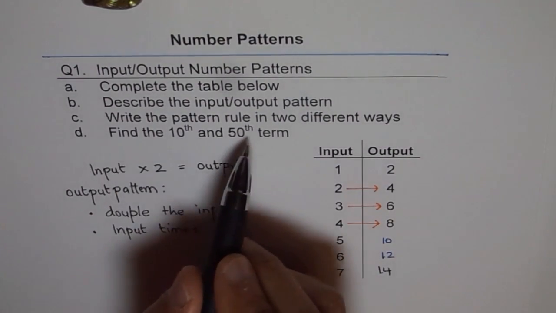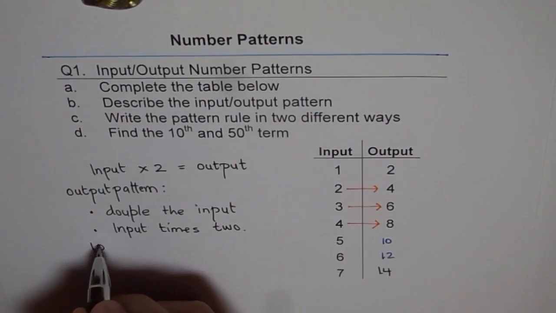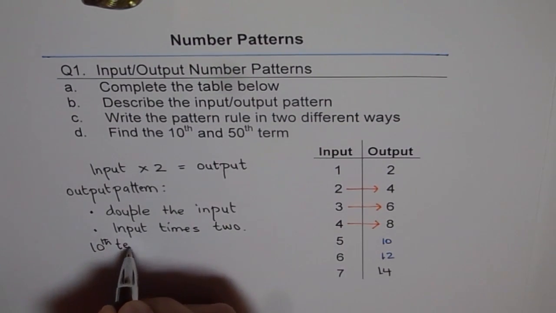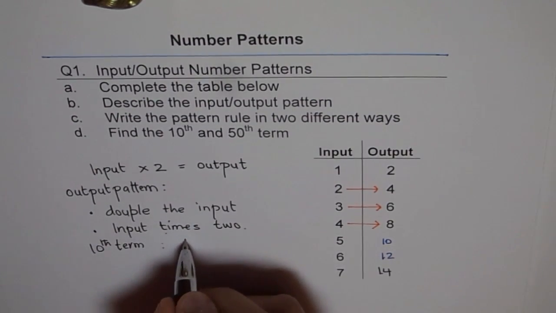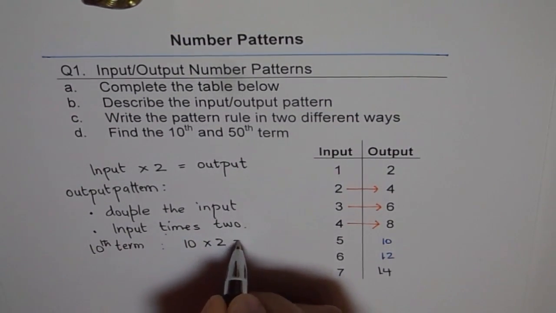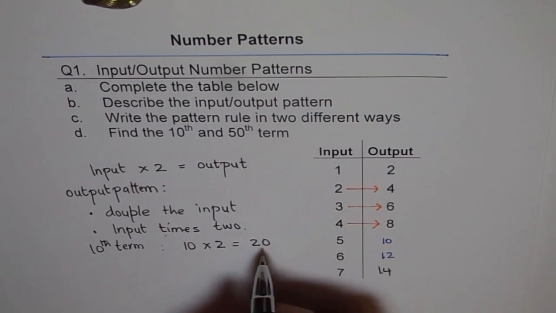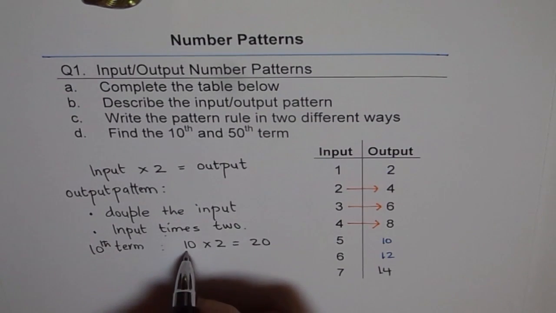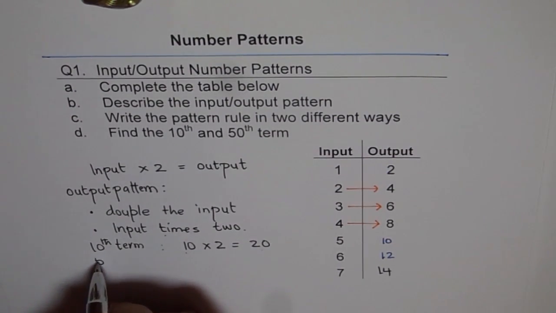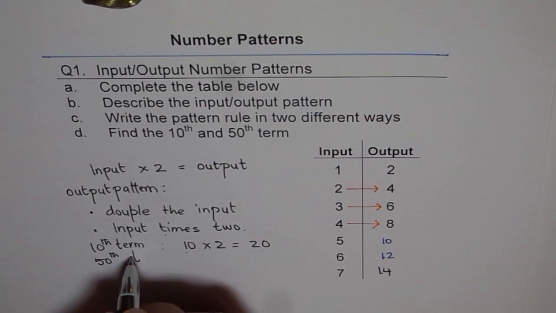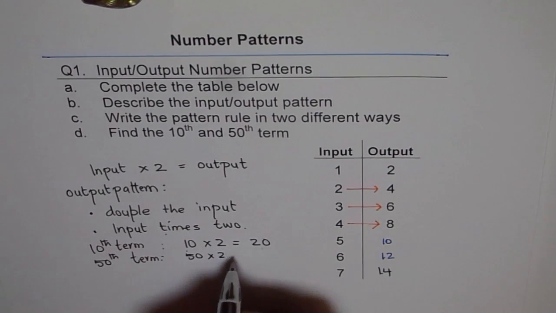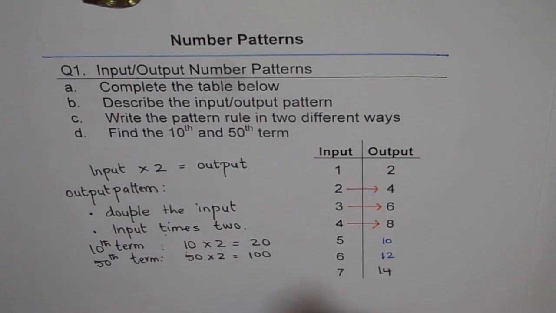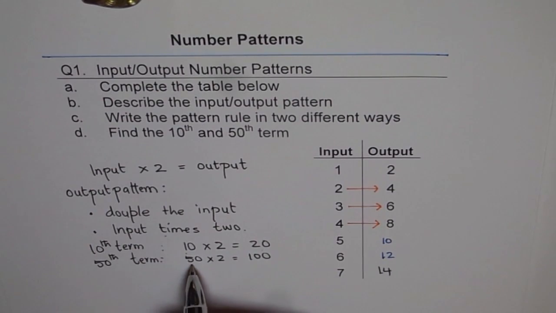Now then 10th term and 50th term. So how do you get the 10th term? We will use our pattern. You can double, right? See, 10 times 2 is 20. So the 10th term should be 20. How about the 50th term? The 50th term will be 50 times 2 and you get 100, right? So you get 100. So 100 is your 50th term.